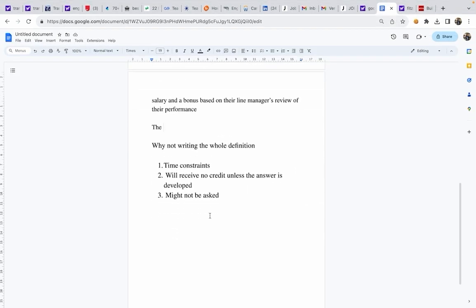And why not write the definition? Three simple things. You don't have so much time. It's a paper of 3 hours and 15 minutes. Every answer has a specific time, and if you go over the time, you're bound to not finish the paper, which makes it even harder to finish. Again, you will not receive any credit until the answer is developed. And the last thing, you might not even be asked, right?